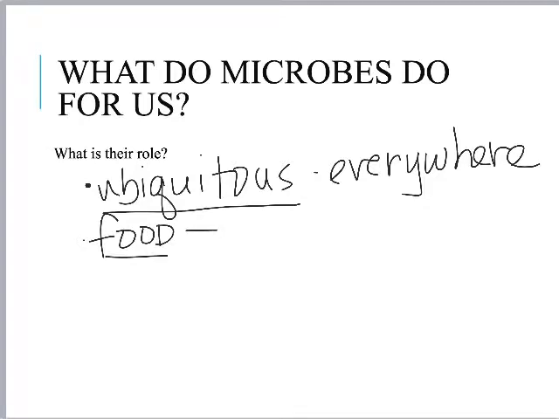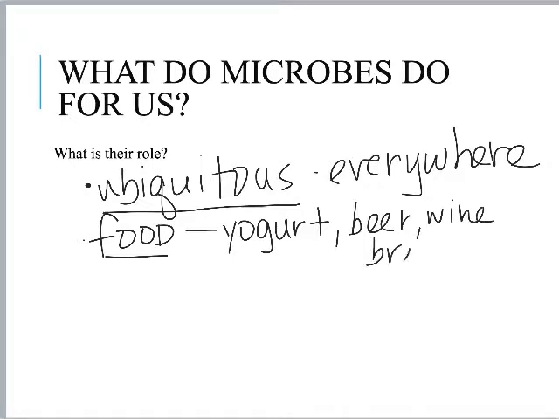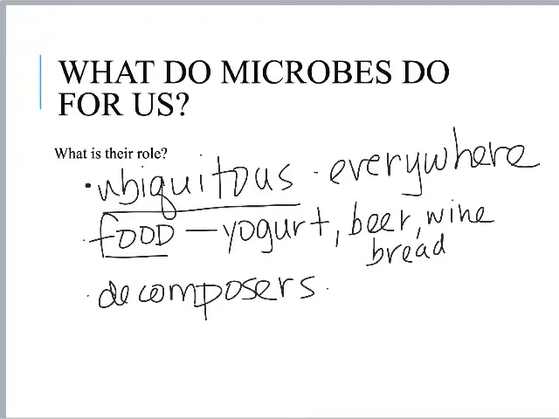Things like yogurt, beer, wine, bread, cheese, sauerkraut, all of those things have microorganisms in them, and those microorganisms are what gives them their unique property. They're in the forest, so they decompose. Without microorganisms, we'd have leaves and dead things built up. They would never go away.